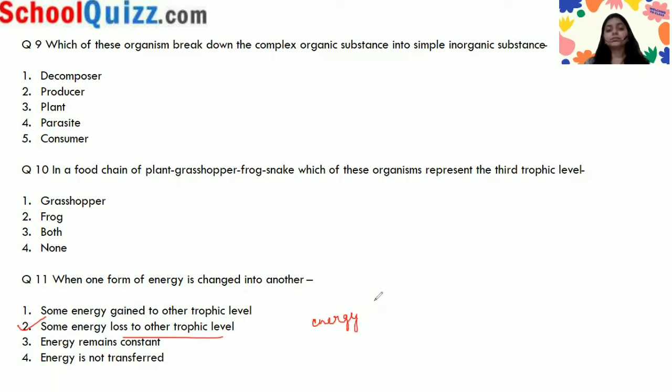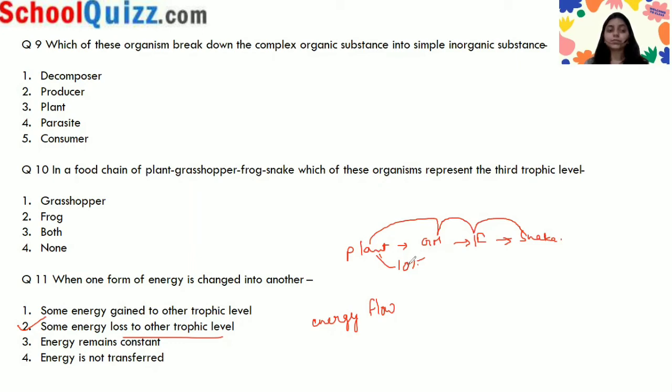Let's say plant, grasshopper, frog, and the snake. In these trophic levels, the energy is transferring from the plants to grasshopper to frog to snake. When it is transferring, some energy is lost, and there is a law of energy loss, the 10% law. So always 10% of the energy is used, and the rest of the energy is lost.